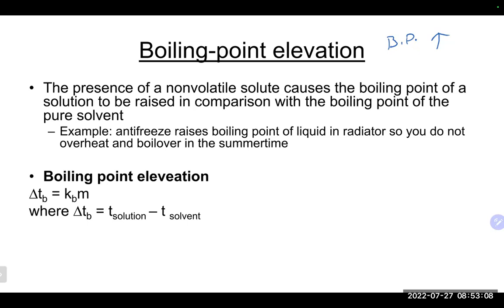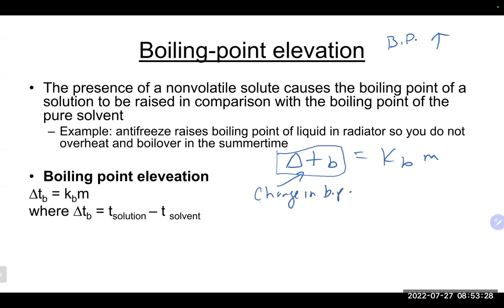It has a similar sort of equation to what we see with freezing point. The change in the boiling point temperature is equal to Kb times m. And once again, this is very similar to the freezing point one. This is not the boiling point temperature, but the change in the boiling point temperature. This is the boiling point constant.